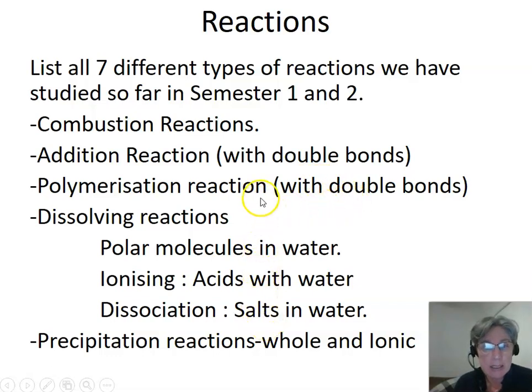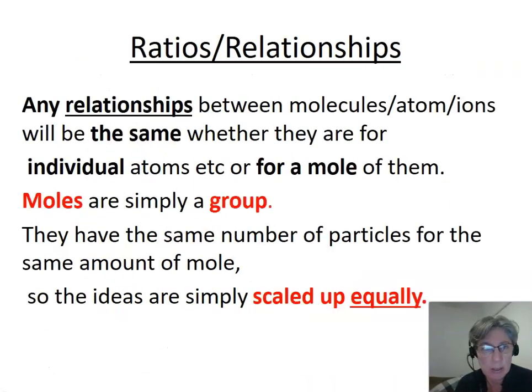We've been looking at these dissolving reactions. So dissociation, when you've got ionic compounds. Polar molecules can just dissolve as a whole polar molecule, or if they're an acid, they can lose their hydrogens and ionize. And then we've done our precipitation, whole and ionic. So all of these things we can do stoichiometry with.